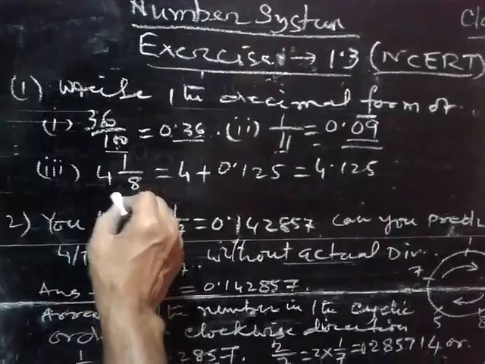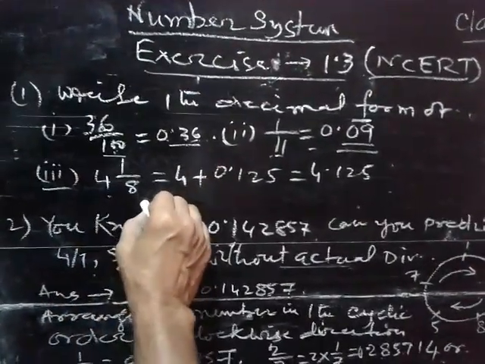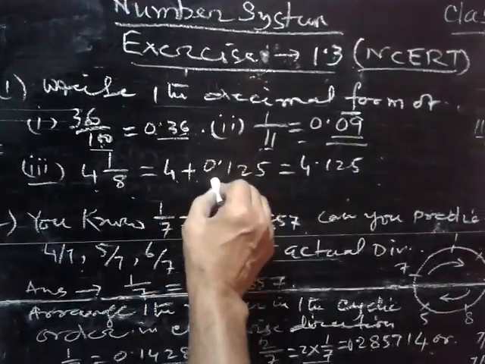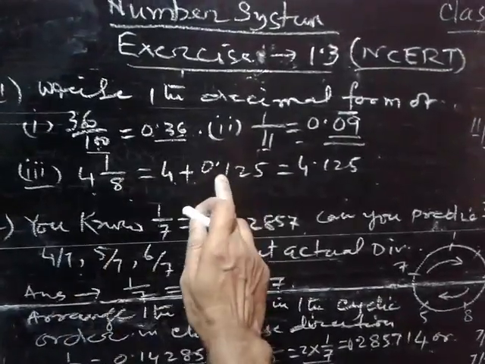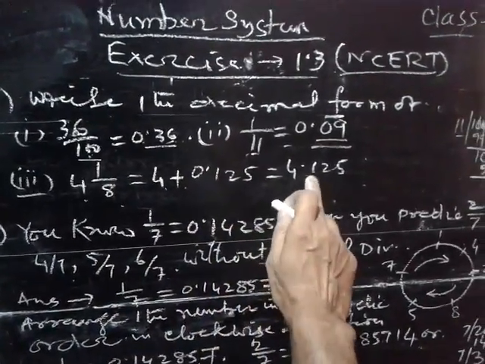Another one, number 3, is 4 whole 1 by 8. It comes as 4 plus 1 by 8, which is 0.125, that is 4.125.